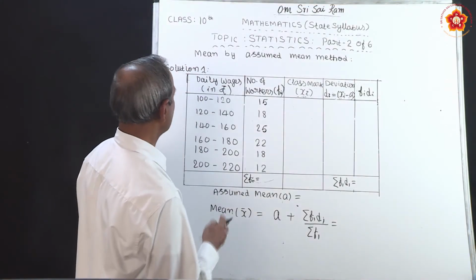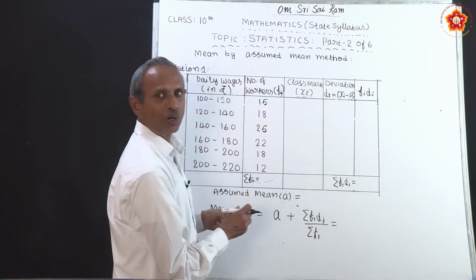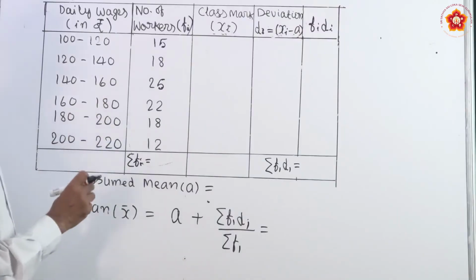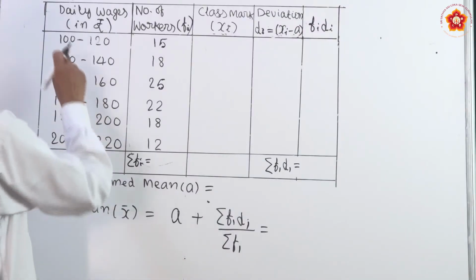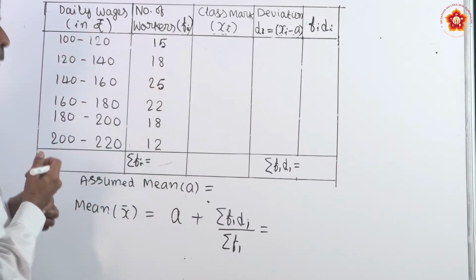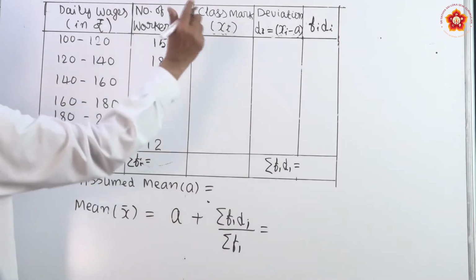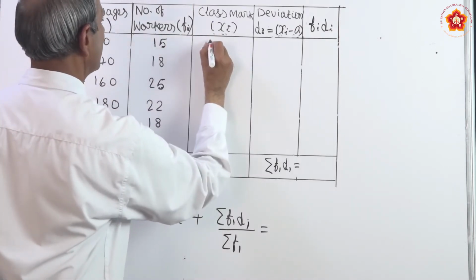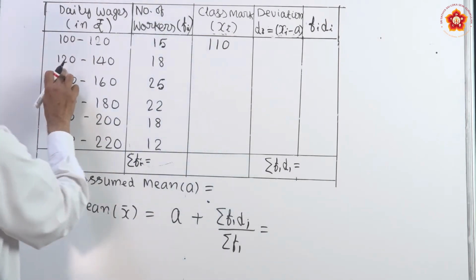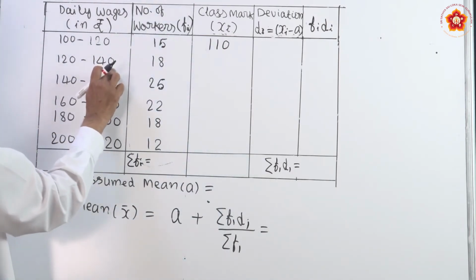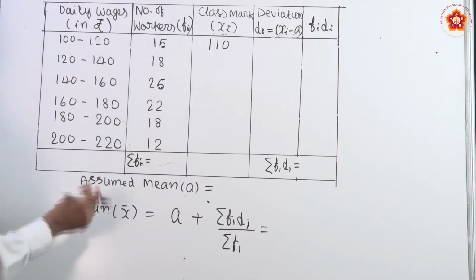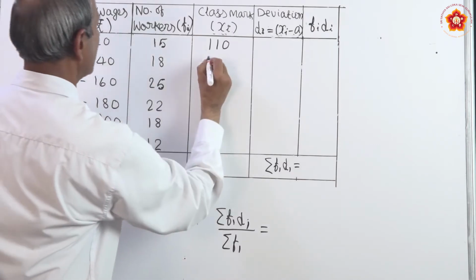Now, let us calculate the class mark. You already know how to calculate the class mark. For 100 to 120, the class mark is nothing but the midpoint. Add 100 and 120, you get 220, divide by 2, you get 110. So the class mark for the first class interval is 110. Similarly, add 120 and 140, you get 260, divide by 2, you get 130. Now write 130.